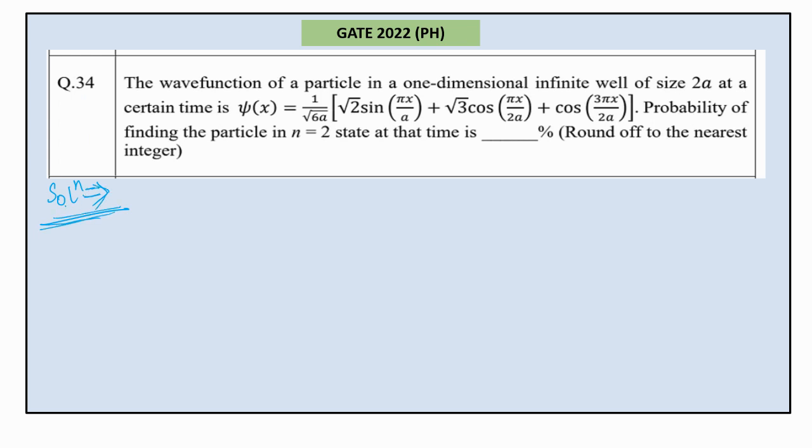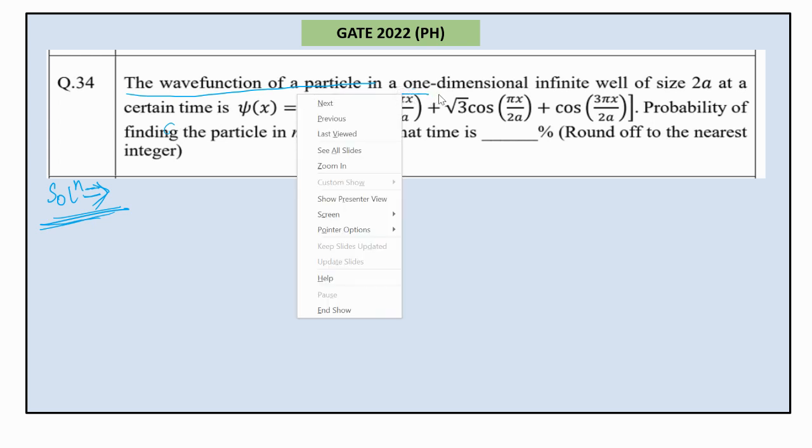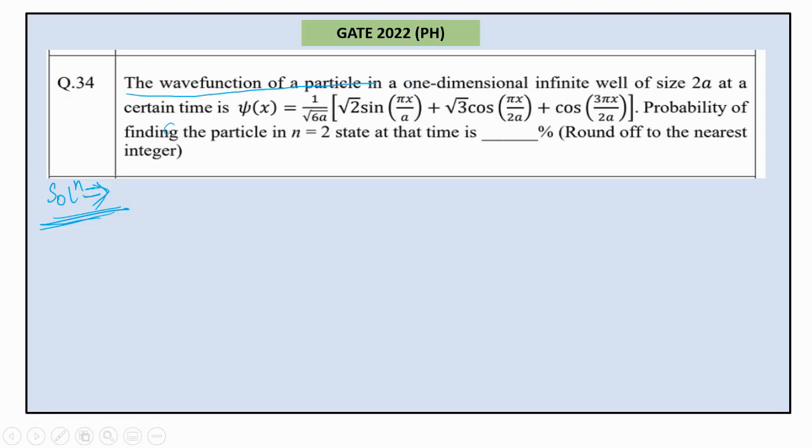So in this question, I'll read it. It is a 2020 examination question, I mean, this year it came. So there is a certain wave function of a particle. The particle is there, and its wave function is in one dimension, a 1D infinite well. They are talking about a 1D infinite well of size 2a. 2a is the size given to us. At a certain time, phi x is given to us.